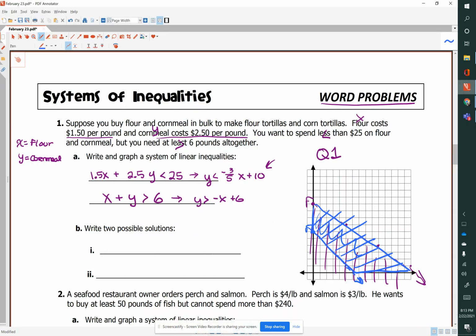So let's write that down. We could have 6 pounds of flour and 2 pounds of cornmeal. Or we could have 8 pounds of flour. LB is the abbreviation for pound. And 4 pounds of cornmeal. And even partial parts of a pound, so portions of a pound, like a half a pound or a quarter pound, anything that would fit within this area here is a solution to this problem. So let's move on to number 2.